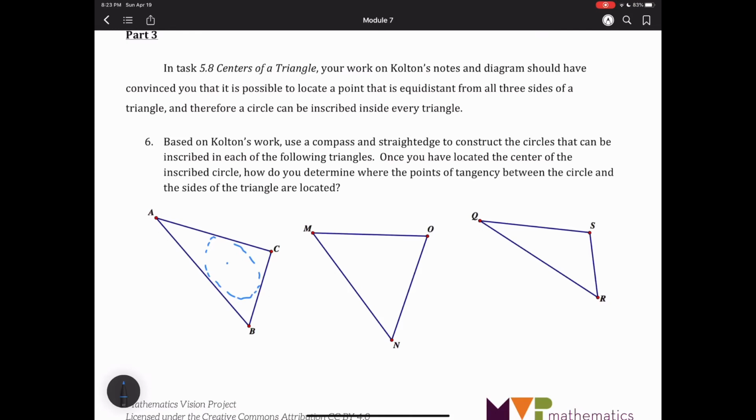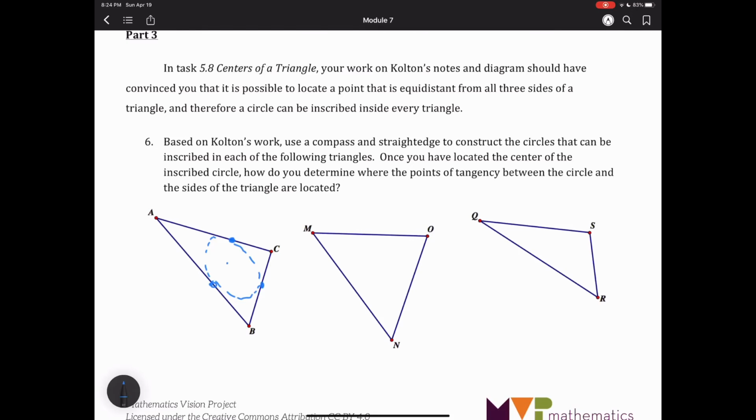So your task now is to use a compass and a straight edge to construct the circle that can be inscribed in each of the following triangles. You'll need to construct angle bisectors to do so. And then once you've located the center of the circle, tell me below how you determine where the points of tangency between the circle and the sides of the triangle are located. So the points of tangency are where it just barely touches. But how do you decide those points, right? That's your question. So go ahead and practice that and see if you can figure out where those points of tangency are.